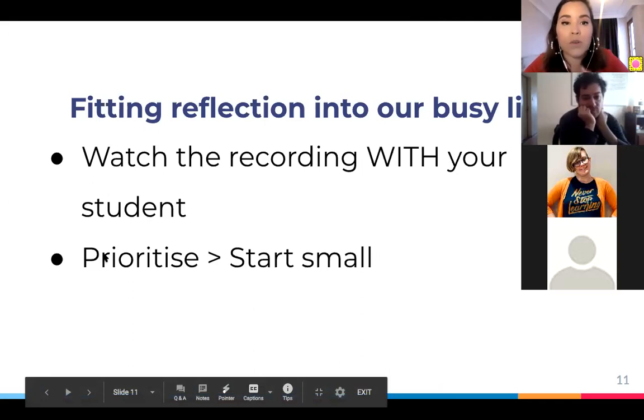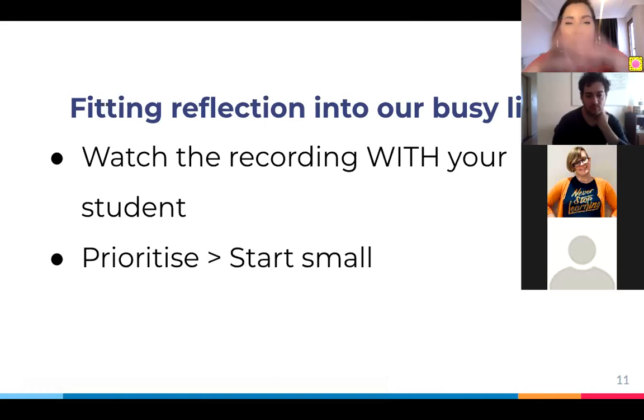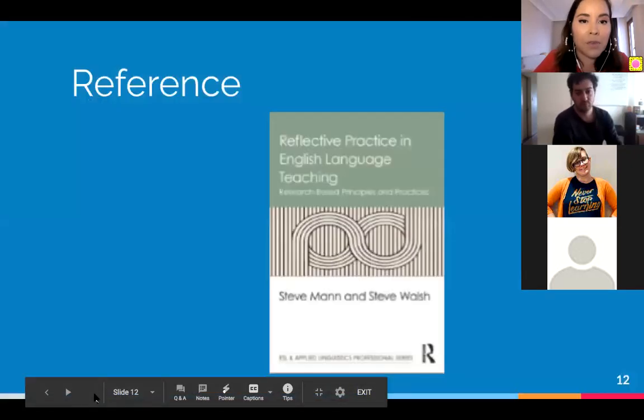Okay, and then prioritize. Start small. Don't try to say, okay, now I'm going to record all my 15 lessons, and you're going to watch 15 lessons every day. No, just start small. Prioritize. For example, if you're having a hard time with one specific student, perhaps you can start with that student, recording the lessons and collecting data from those lessons. Okay, and that's it, everyone.